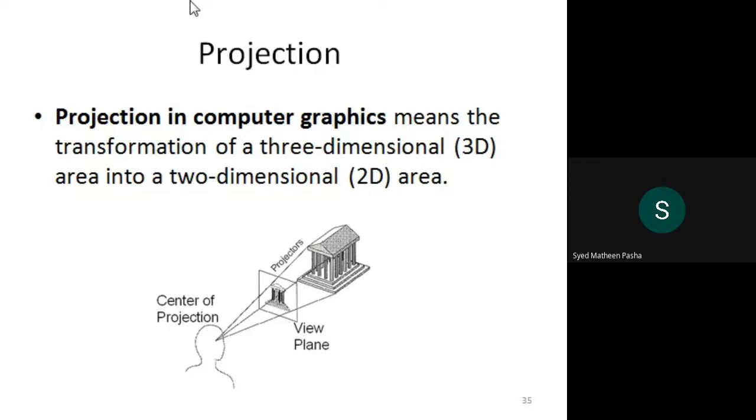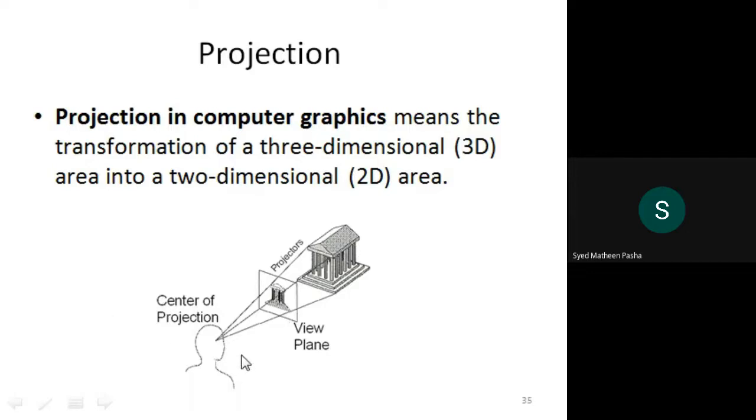Whatever data is stored in my laptop, I can call it a three-dimensional area, that is, the area covered with respect to the device. It is being converted into a two-dimensional area. That is nothing but projection. I can define projection as the conversion of a 3D area into a 2D area.